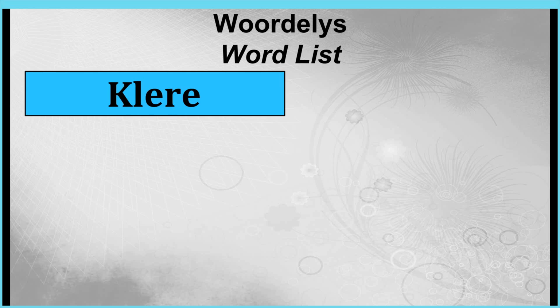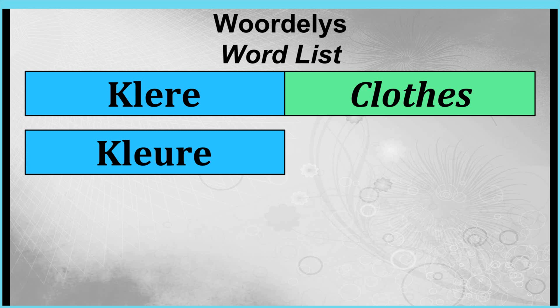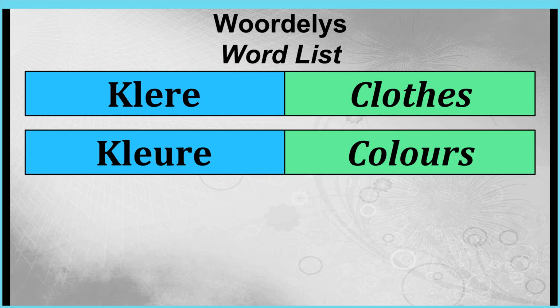Klere, clothes. Kleure, colors. Klere, clothes, and kleure, colors, sound very similar, especially when people are talking fast. So you'll have to consider the context in which these words are used.